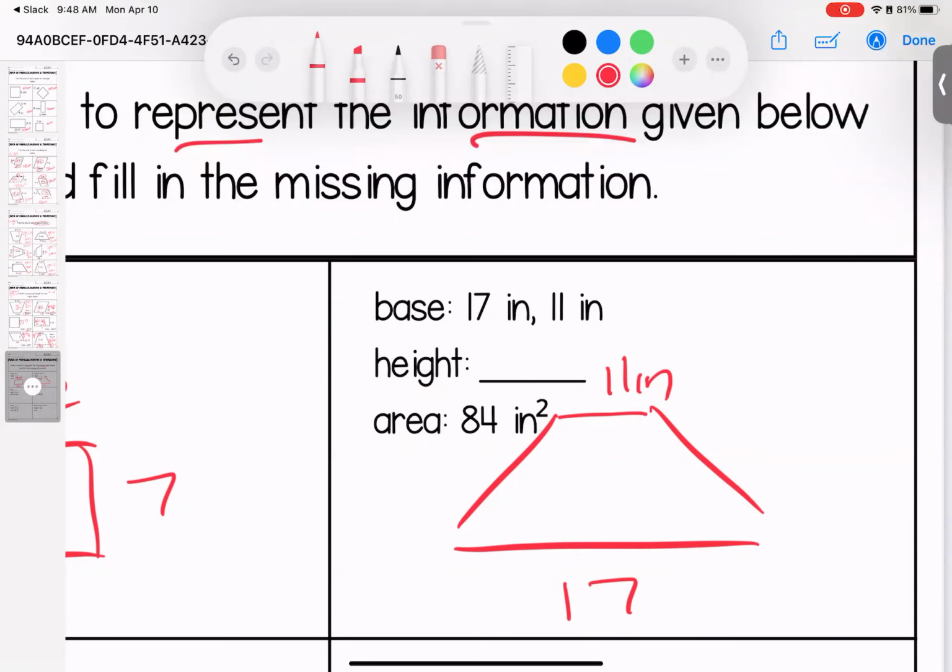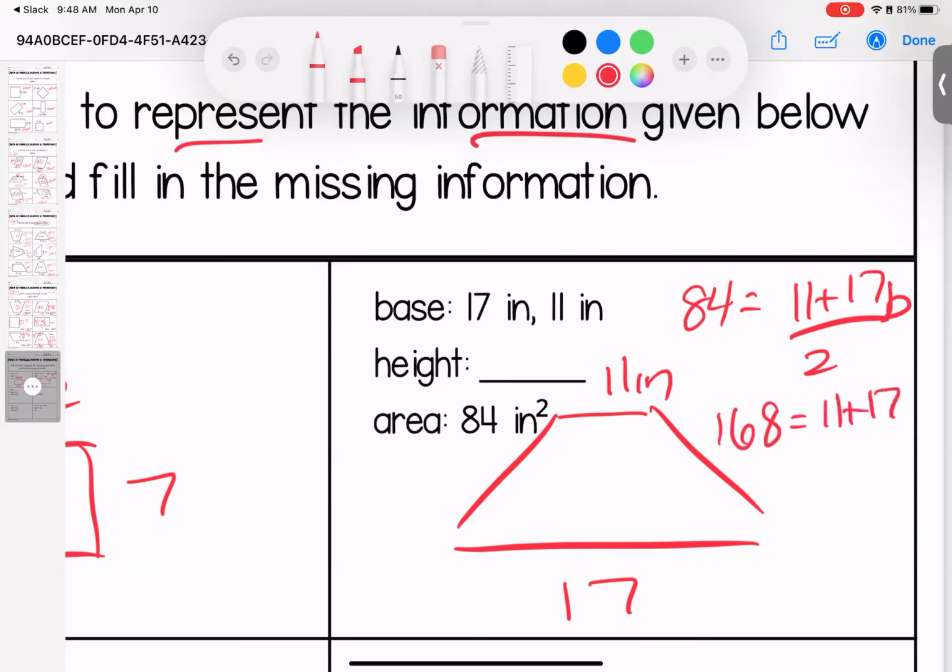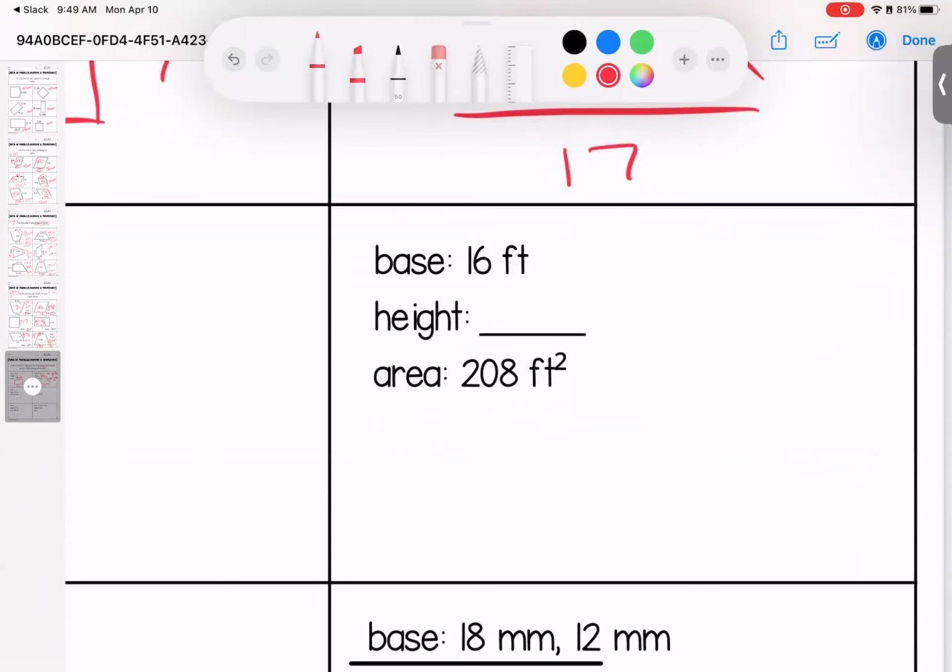So I know that 84 is equal to 11 plus 17 divided by 2 times a number. Work it backwards. I'm going to start with multiplying the 84 by 2 using our opposites. 168 is equal to 11 plus 17 times b. Keep working it backwards. 11 plus 17 is 28. So I'm going to subtract 28 from both sides. When I do that, I end up with a missing height of 6 inches.